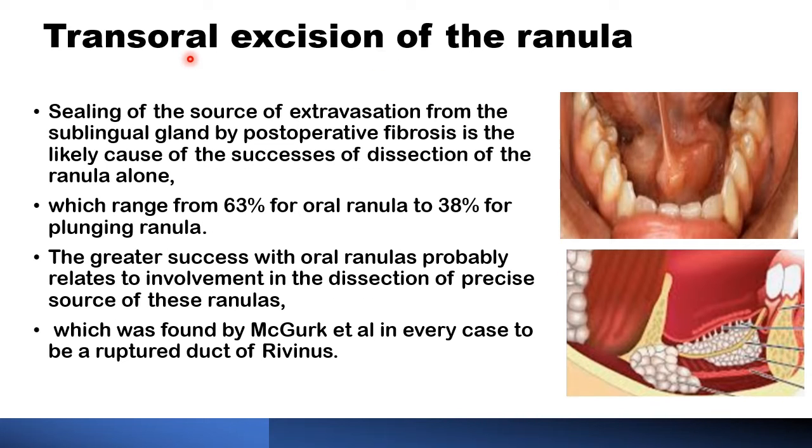The success rate for transoral excision of the ranulas is in the area of 2 in every 3 cases for oral ranula, and maybe 38% or so for plunging ranula. How would it actually work? If the ranula is very close to the duct of Rivinus, that is the source of the constant flow of saliva, and the postoperative fibrosis has managed to heal down this area and seal the flow of saliva from the sublingual gland, then this operation would be successful.